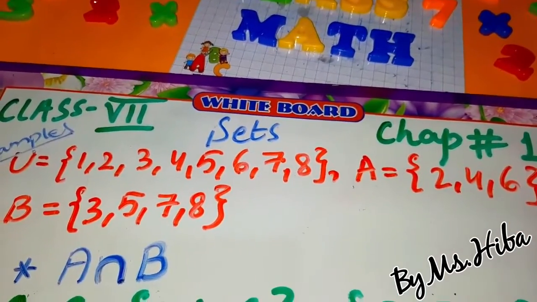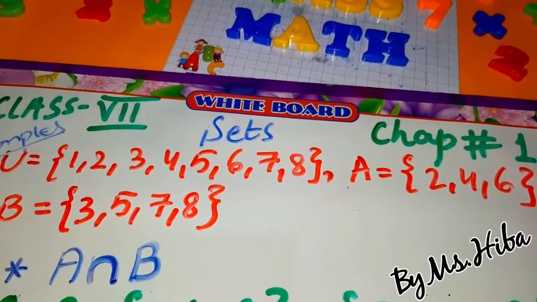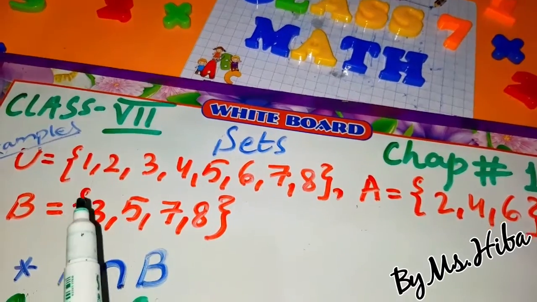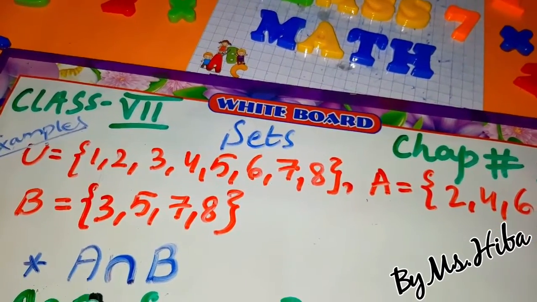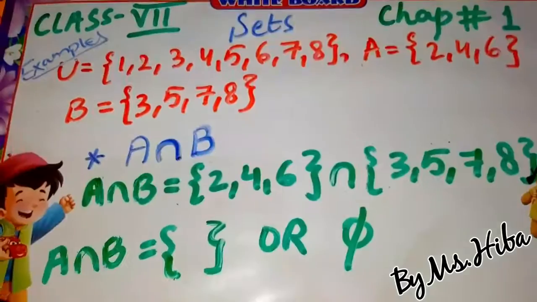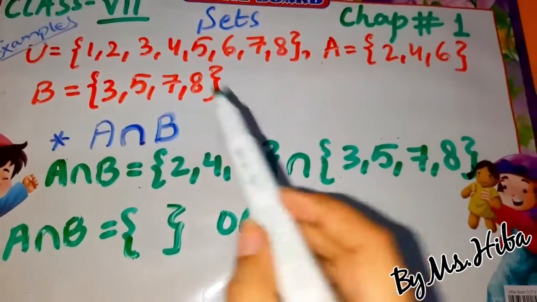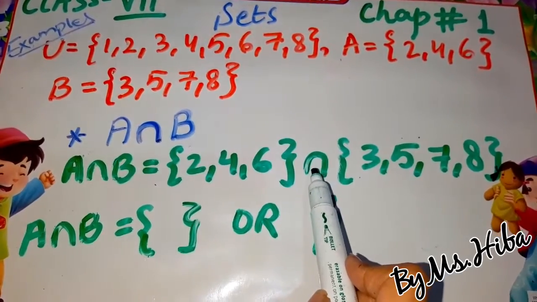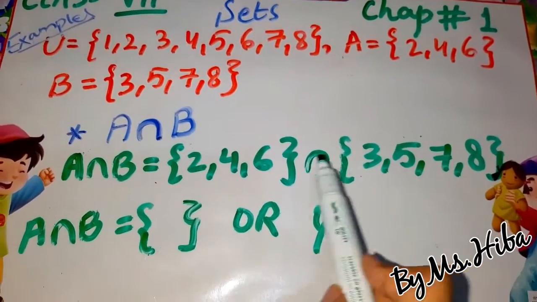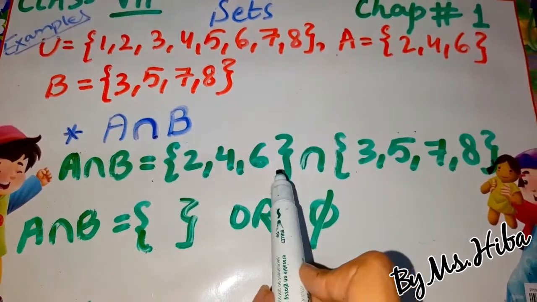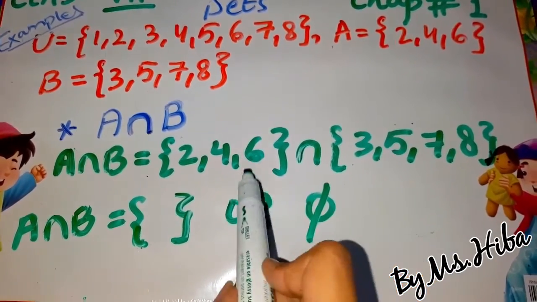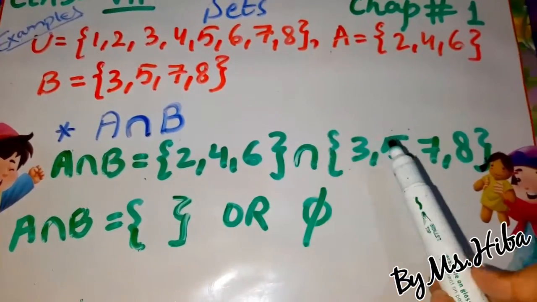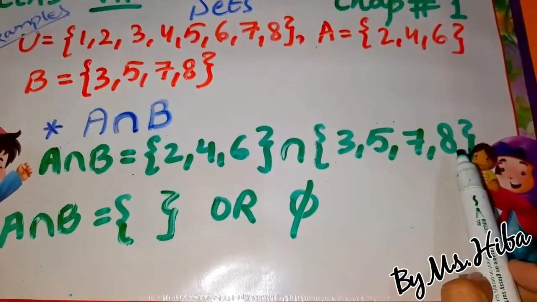Now we need to find A intersection B for the same sets, universal set, set A and set B. Here's the solution. I write set A, then the symbol of intersection, and then set B, because we are finding the intersection, so we need to write ∩ between both sets. So set A is 2, 4, 6 and set B is 3, 5, 7, 8.